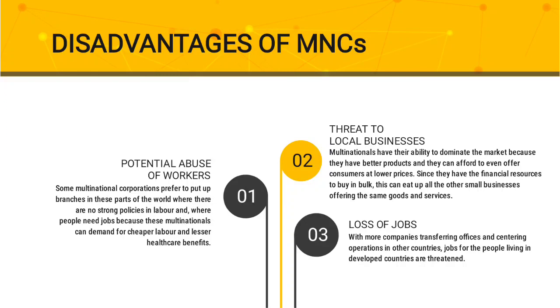Threat to local business. Multinationals have the ability to dominate the market because they have better products and can afford to offer consumers lower prices. Since they have the financial resources to buy in bulk, this can eat up all the other small businesses offering the same goods and services.